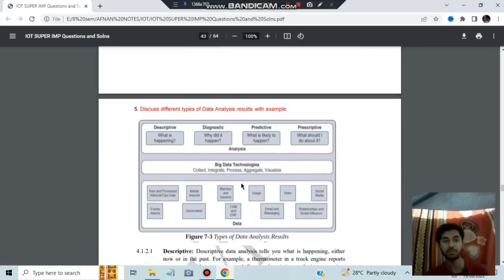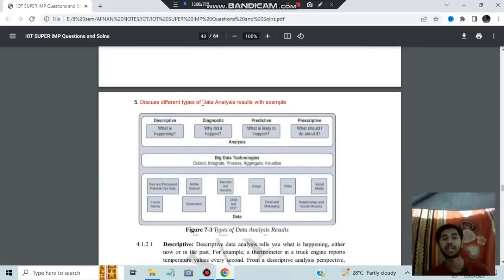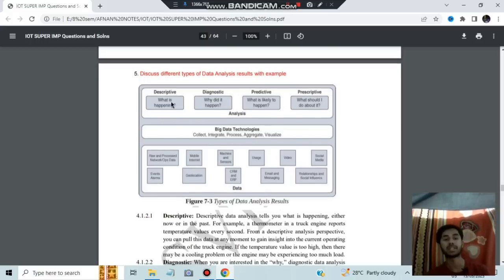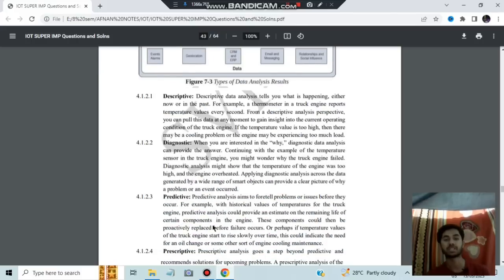Okay, moving on, we have the different types of data analysis results with the example. Four types of data analysis are there: descriptive, what's happening; diagnostic, why it happened; predictive, what is likely to happen; prescriptive, what should I do about it. And these are the different technologies of big data used here, and this is the data, different kinds of data, and all these data can be classified either as descriptive, diagnostic, predictive, or prescriptive. And more information is given here, you can go through it.